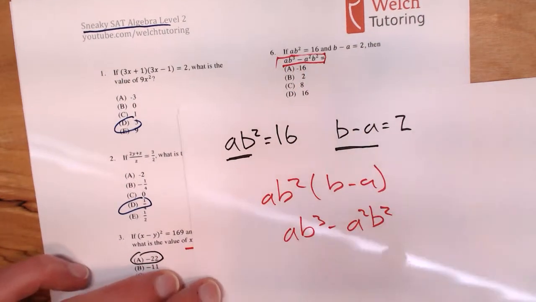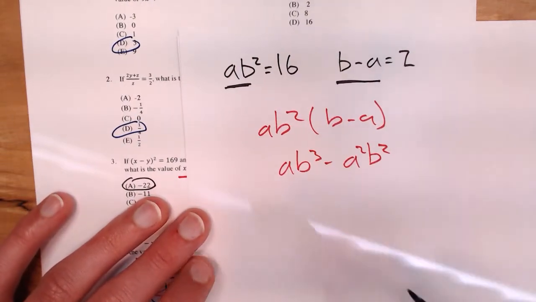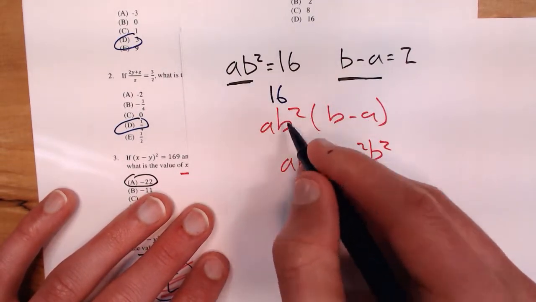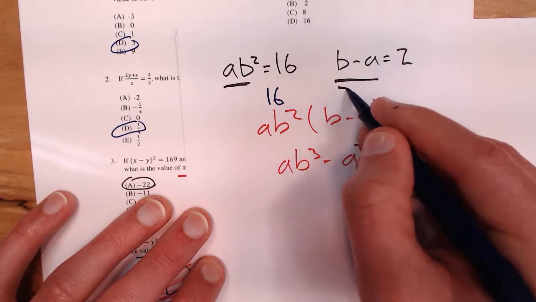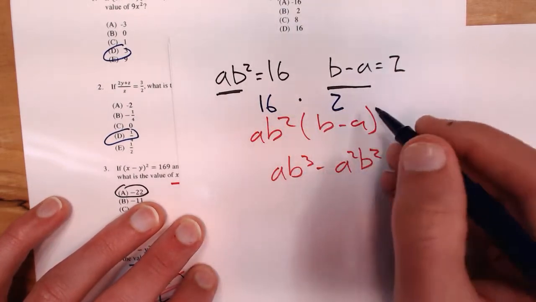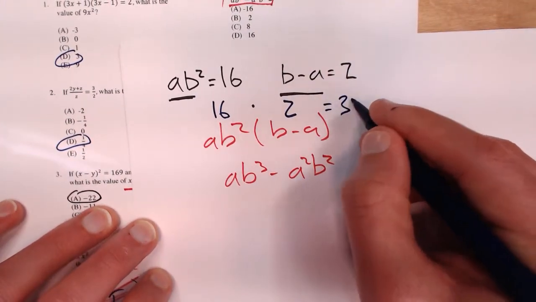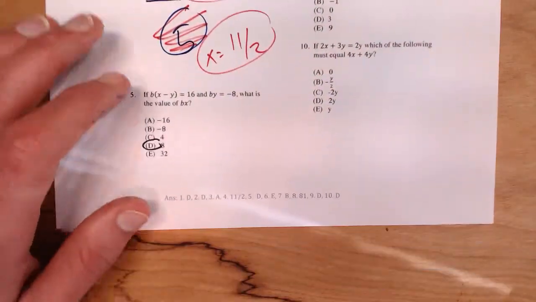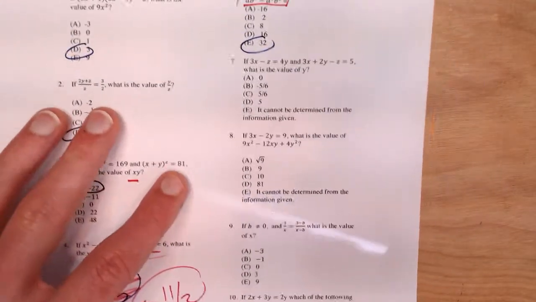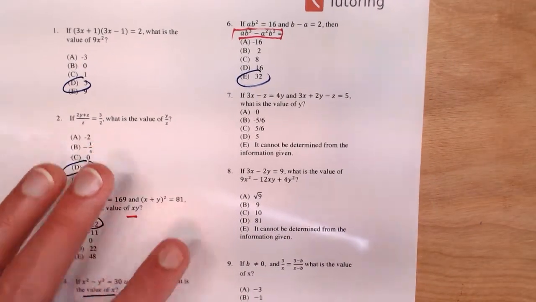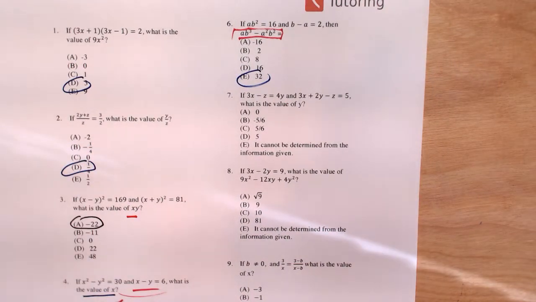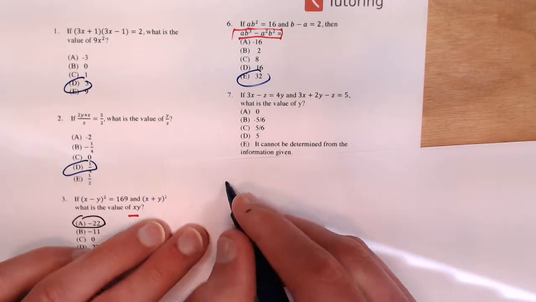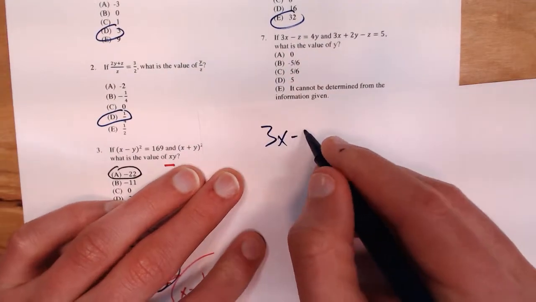Okay, problem's a lot simpler than it was. And now I know that ab squared is just 16. These are equivalent. b minus a is just 2. So this problem is just really 16 times 2, which is 32. That's it. So the answer is E. Let's see if it matches my key. For number 6, it does. Great.